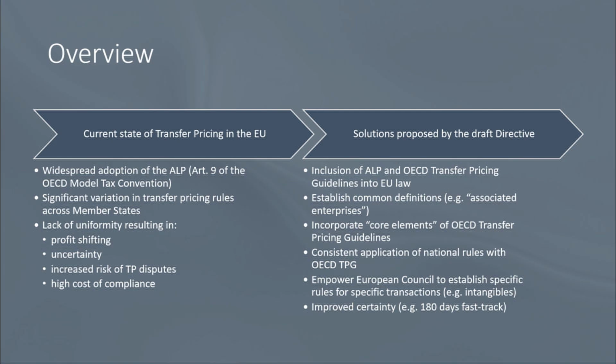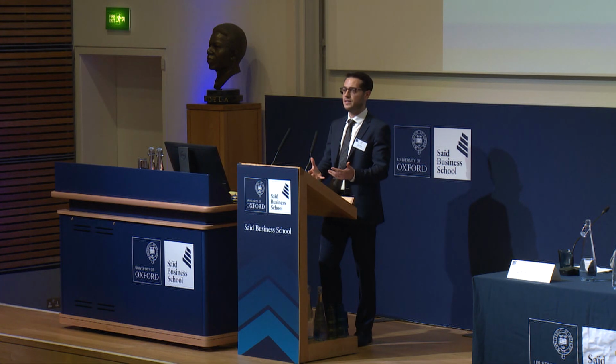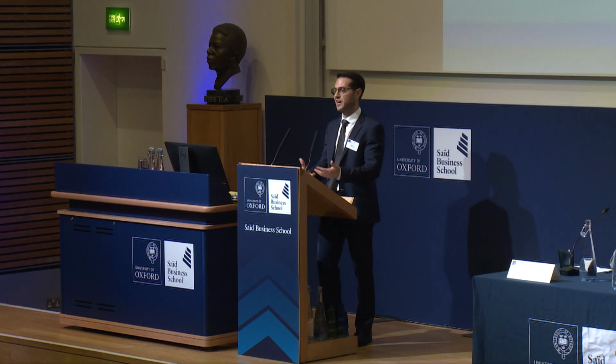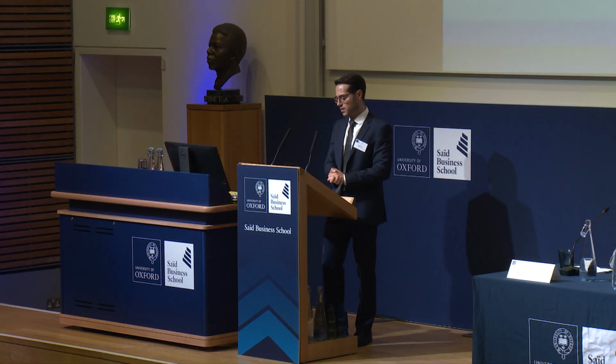Now, what are the solutions that are being proposed by the directive? Now, the objective of the directive is to deliver more certainty. And the first step in the directive is to include the arm's length principle and the OECD transfer pricing guidelines within EU law. And this will serve to deliver to member states a common framework, so the OECD guidelines as the means to interpret how the arm's length principle should be applied.